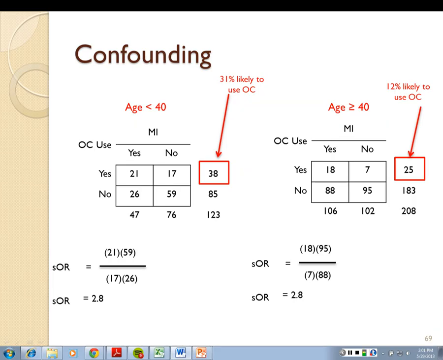It appears that the confounder age is associated with the exposure, as indicated by the difference in the distribution of OC use by age. Next, we can look at the stratum-specific odds ratios and see if they differ from the crude odds ratio. Since the stratum-specific estimates are more than 25% different from the crude odds ratio, we do have an indication of confounding.